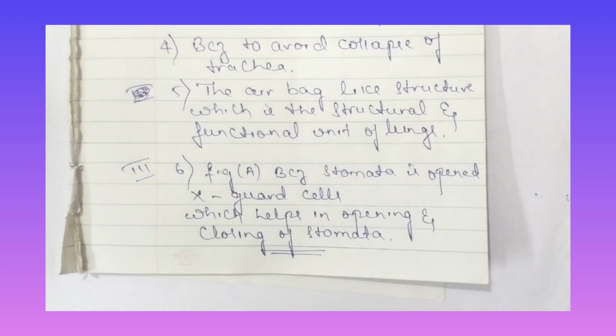Those cells that help stomata to open and close are called guard cells. So this is about the sixth question.